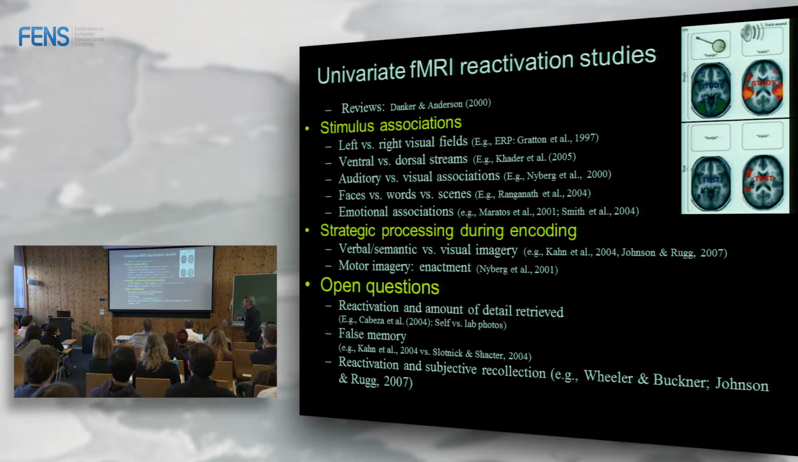So there are many open questions about reactivation. For example, there is still not enough evidence of how the reactivation relates to the amount of information retrieved. The assumption is that if there is greater reactivation, that means you're retrieving more information, so your performance should be better, but the data is still kind of weak. Then, what happens during false memories? Are the reactivations tracking true memories only, or do they also happen for false memories?